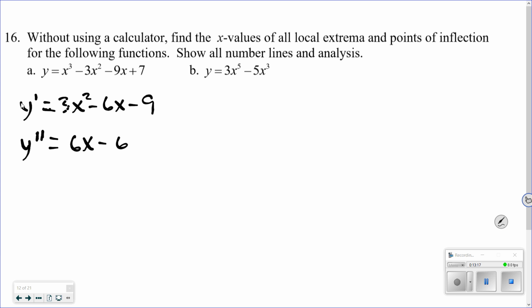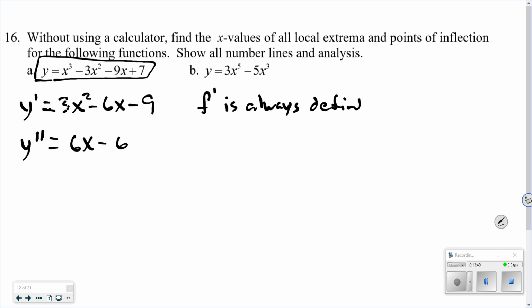Okay, now let's do our number lines for both. Oh, I'm sorry, at the very beginning, check for domain restrictions. So is there anything that x cannot equal up there? This one's a polynomial, so there's no domain restrictions. x can be anything. Okay, go down to our derivative. Is there any time when the first derivative is undefined? Well, f prime is always defined. So there's no critical numbers there. So the next thing is, when does the first derivative equal 0? That's what we're going to do next.